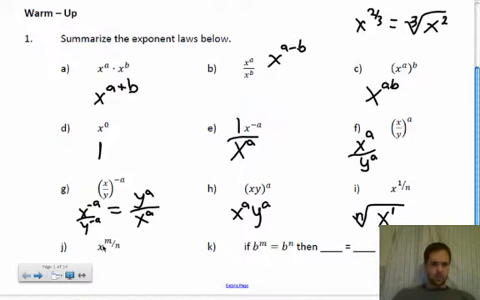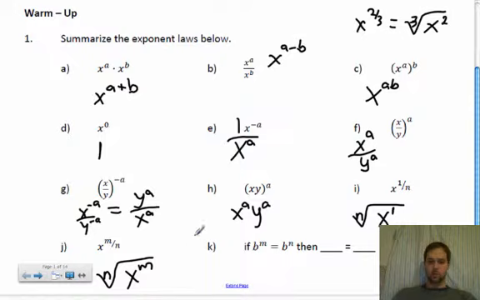Finally, this last one here, second last one, I guess. x to the m divided by n. Now again, this is kind of what I just showed you there. This is the nth root of x to the m.